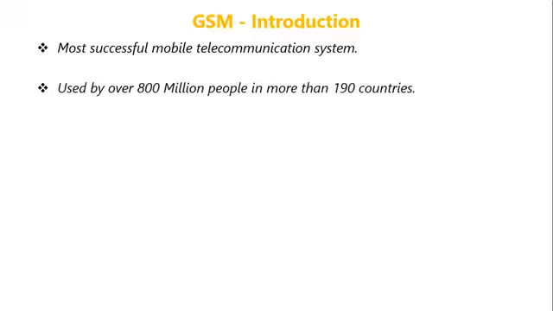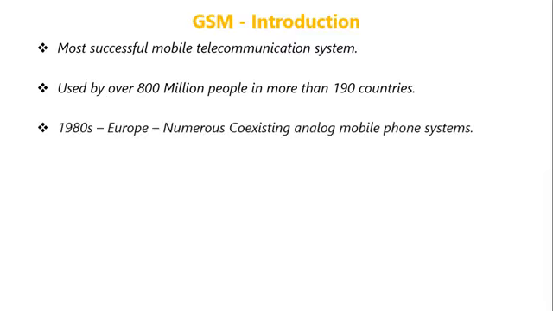So GSM, as we all know, is the most successful mobile telecommunication system, and it is used by more than 800 million people in more than 190 countries. In the early 1980s, in Europe there were numerous coexisting analog mobile phone system standards, and they were all following similar standards, but they were using different frequencies.